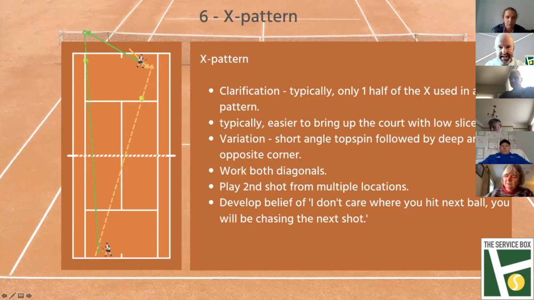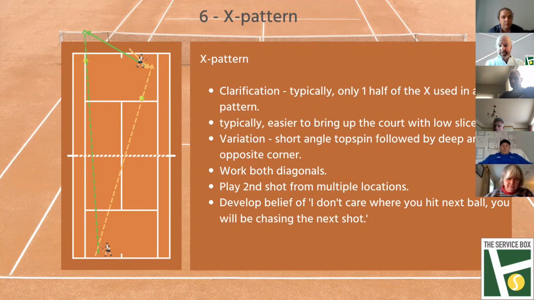So number 6, X pattern. It's important I clarify this because you'll maybe have heard of the Spanish drill where you do an X pattern. You could do it with a hand feed or a basket feed, but you push them backwards diagonally, you bring them in diagonal, you push them back, and then you bring them diagonal. In a match court, typically, it only happens like half of the X. So you'll either see a player deliberately bring someone in and then push them back on the opposite diagonal, or you see them push them back and then bring them in.